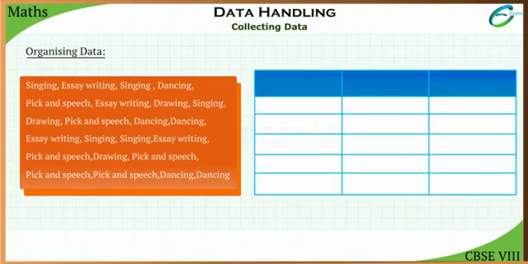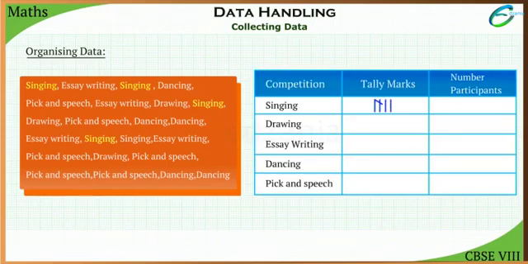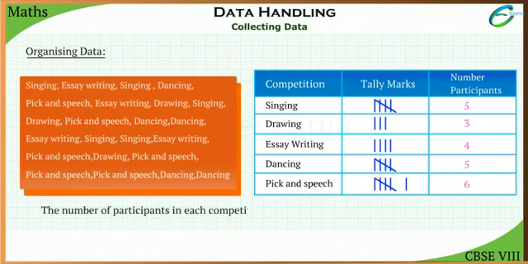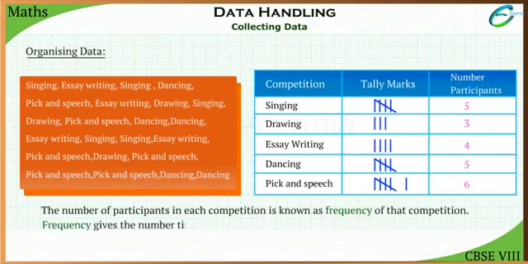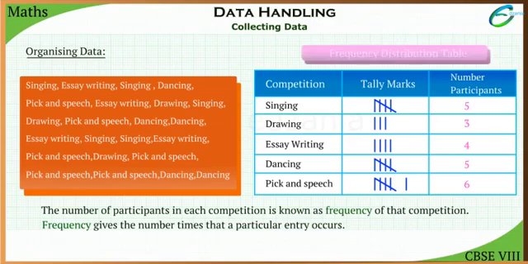Let us arrange the data in a table using tally marks. Number of tallies before each competition gives the number of participants in each competition. The number of participants in each competition is known as frequency of that competition. Frequency gives the number of times that a particular entry occurs. For example, frequency of the participants who take part in dancing competition is 5. So this table is known as frequency distribution table as it gives the number of times the entry occurs.